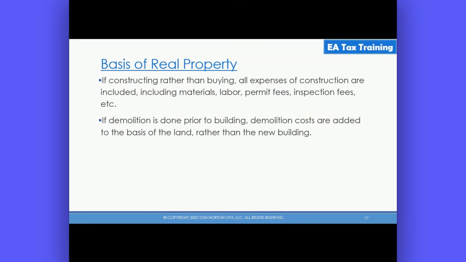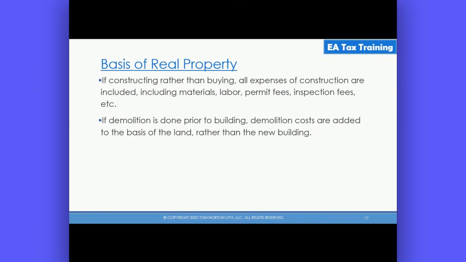Also, when we're dealing with real property, if we are constructing that property rather than buying it, then all the expenses of construction are included in the basis, including the materials, the labor, any permit fees or inspection fees that you get, etc. All of that is included in the basis. And if you have to do demolition prior to building the building, those demolition costs are added to the basis of the land rather than the basis of the building.